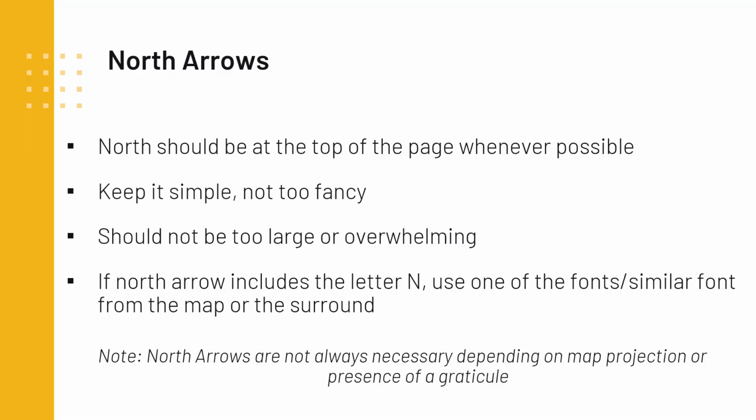Next, we're going to talk about north arrows. North arrows should be at the top of the page whenever possible. Typically, you want to keep it pretty simple, not too fancy, unless you're making a pirate map, perhaps. It should not be too large or overwhelming. If the north arrow includes the letter N, it should be one in a font or format that's similar to what's used on the rest of the map. Remember, north arrows are not always necessary, depending on the projection that your data is being presented in, or the presence of a graticule.